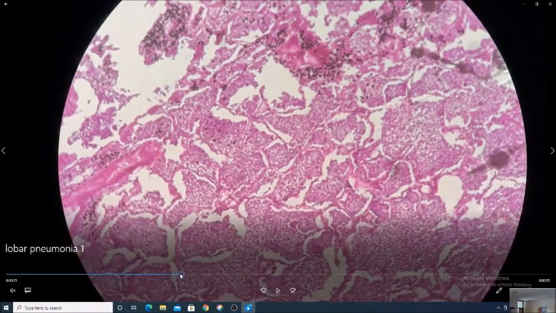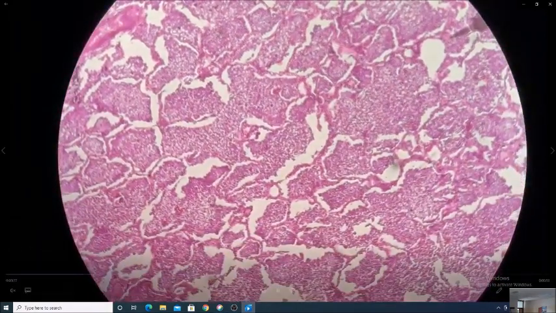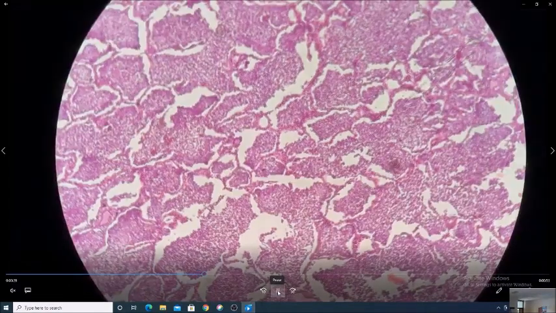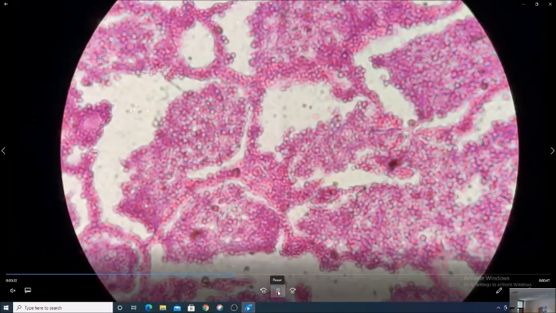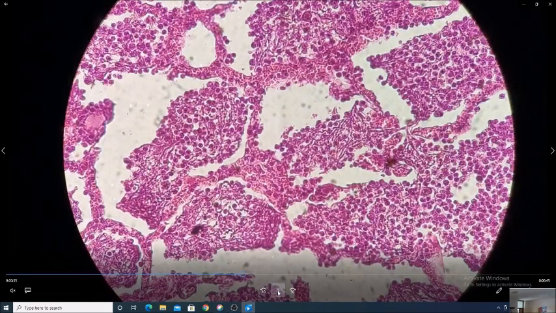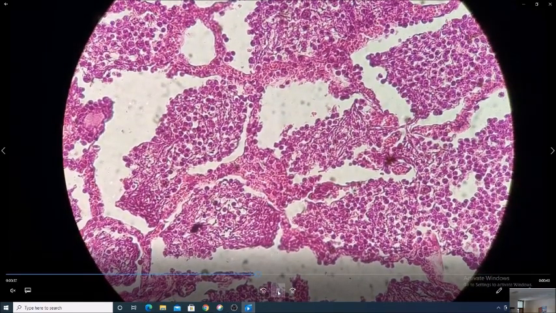Let us see a lot of areas of this. Entire slide we are seeing, I'm changing the fields, and almost all the fields we are seeing the same stage. This is a higher magnification.